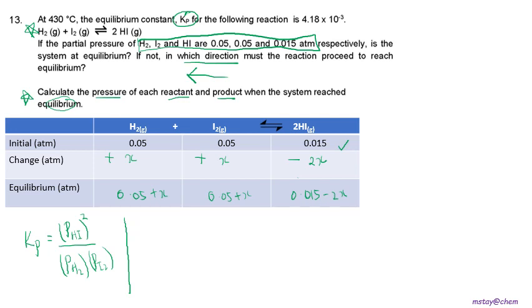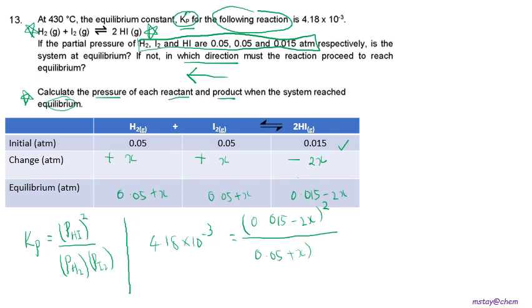If you still remember in tutorial question number 5, if the positions of the reactant and product are on different sides, the value of Kp or Kc will be different. Because the Kp value mentioned follows the reaction given here, we still write the Kp expression based on this equation. Okay, so the Kp value is 4.18 × 10^-3, equal to partial pressure of HI, (0.015 - 2x) to the power of 2, over (0.05 + x). Since the pressures of hydrogen and iodine are similar, I can also put the power of 2 over here.